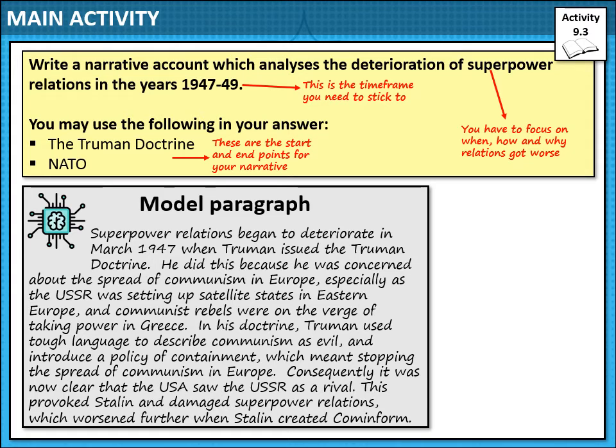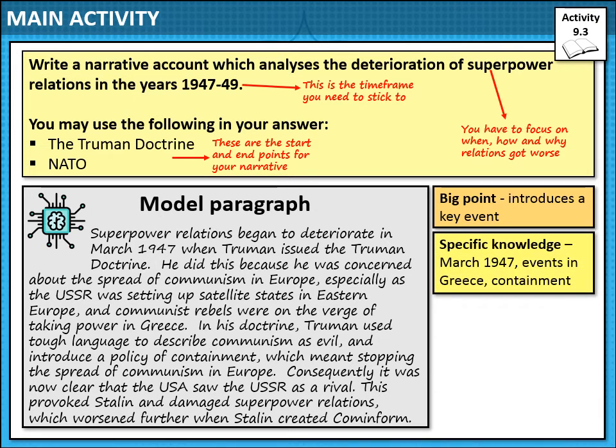Okay, so let's think about why this is a good part of an answer. The first thing this student does is she introduces a key event in her first sentence. That's her big point. She then supports that with some really good specific knowledge. She has some dates, she has some key events, she has some key people. It's clear that she knows and understands what was in the Truman Doctrine.